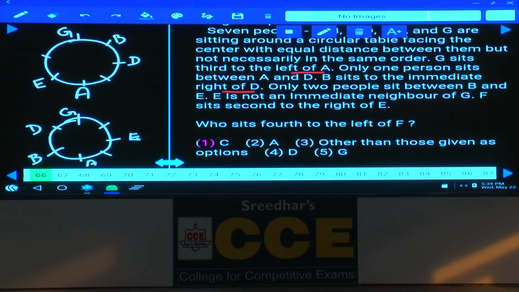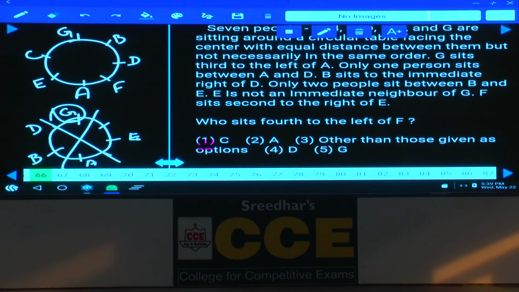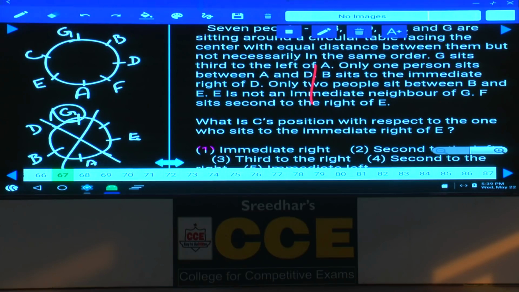And F sits second to the right of E. F is seated second to the right of E. Here F is here. A, B, C are the persons left over. Here F sits second to the right of E. Here it is not possible because F and G must be in the same place, and this case is completely ruled out. Now we are left with only the first one. Then who sits fourth to the left of F? 1, 2, 3, 4. Who is that person? G, choice 5.